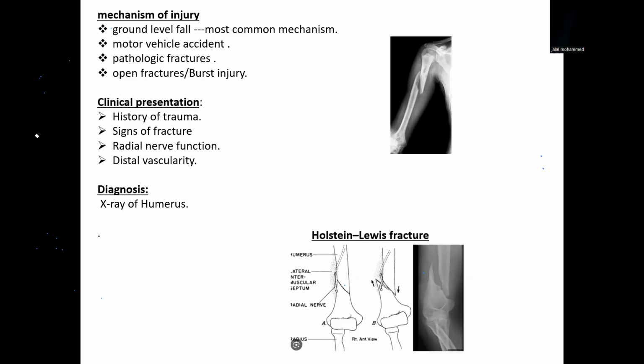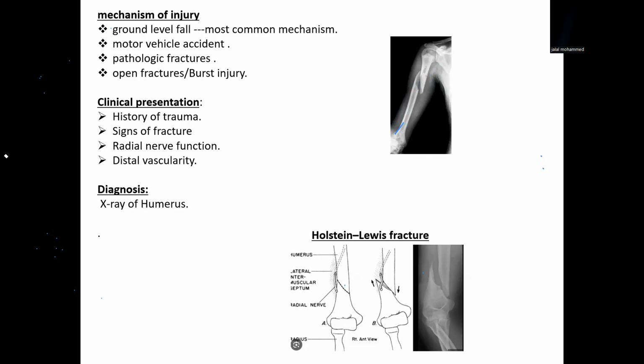If there is a fracture of the humerus here, the radial nerve may get entangled, or when it comes anteriorly. These are the two levels where the radial nerve can get entangled inside the fracture, resulting in radial nerve palsy. It presents as wrist drop and sensory deficit along the dorsal first web space. Then if there is an associated vascular injury, the patient will have vascular compromise.